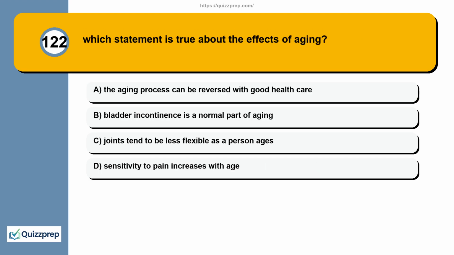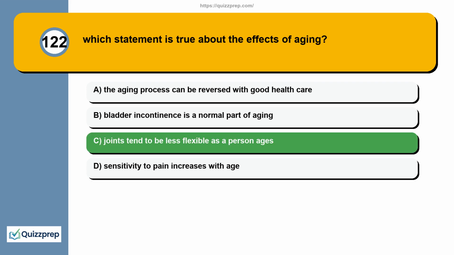Question 122. Which statement is true about the effects of aging? Option A, the aging process can be reversed with good health care. Option B, bladder incontinence is a normal part of aging. Option C, joints tend to be less flexible as a person ages. Option D, sensitivity to pain increases with age. The correct answer is option C, joints tend to be less flexible as a person ages.